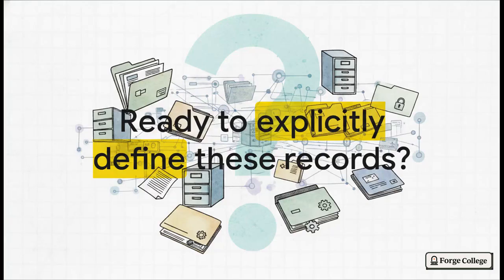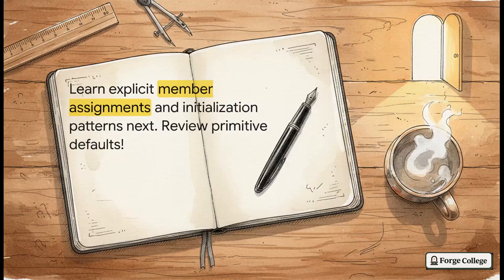So, ask yourself, are you ready to explicitly define and initialize these records? Now that you've got a grip on the fundamental bureaucracy of smart contracts, the forms, the folders, and the filing cabinets, you are perfectly positioned to put these concepts into real executable code. In our next lesson, defining and initializing structs, we're really going to get our hands dirty. We'll be writing concrete declarations, so I highly recommend you review your primitive defaults before jumping in.